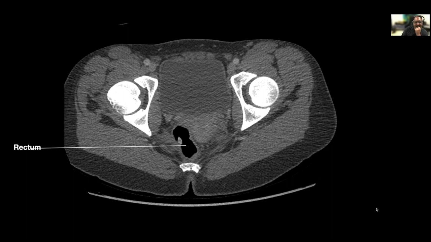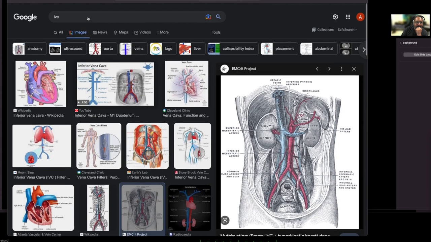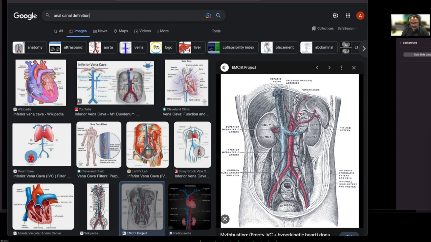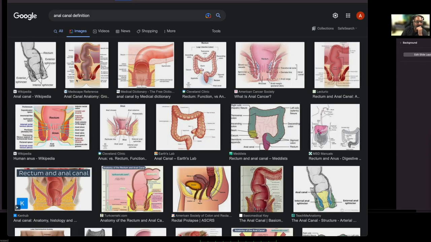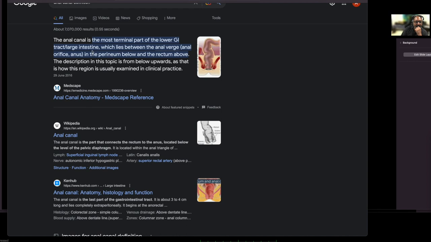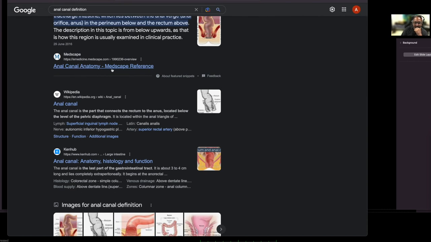You know, that's a good question. Well, let's see if we can find an answer to that, because maybe they'll give us one. Is the anal canal the most distal part of the lower GI tract, which lies between the anal verge in the perineum below and the rectum above? All right, we know that. The description in this topic is that it's usually examined in clinical practice.